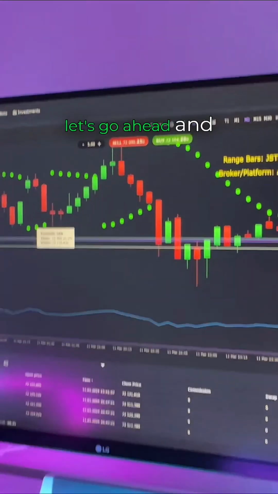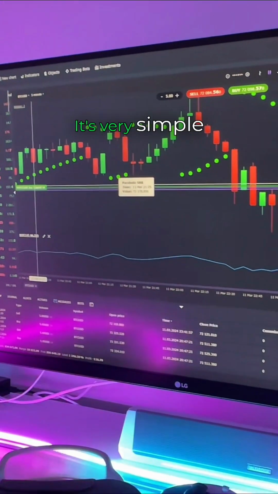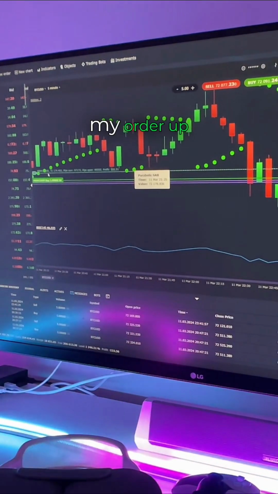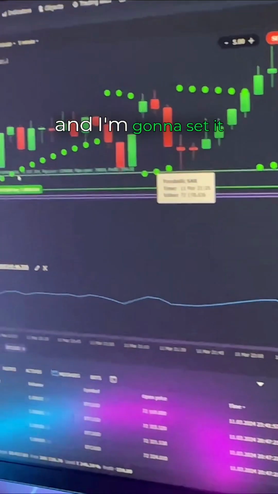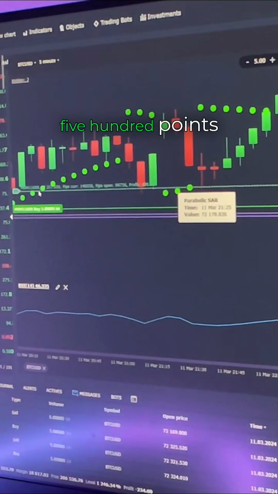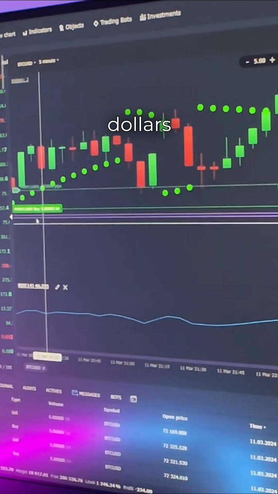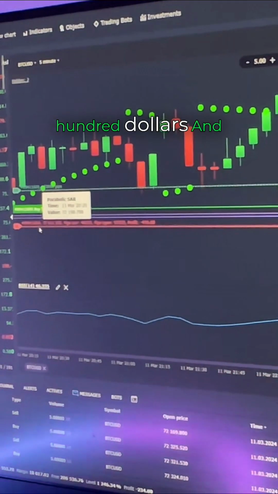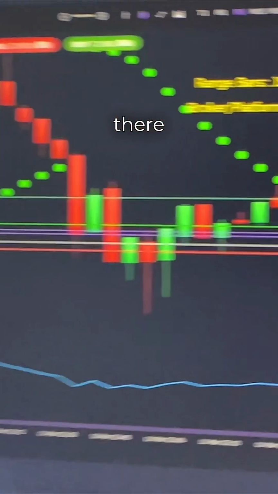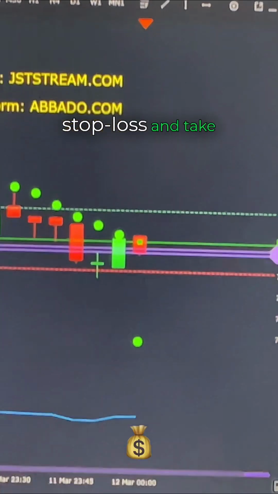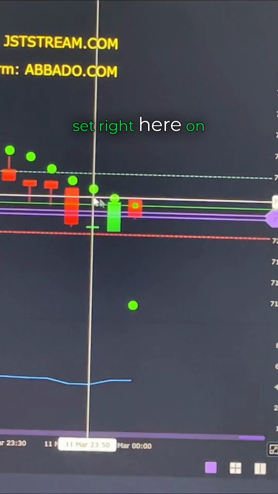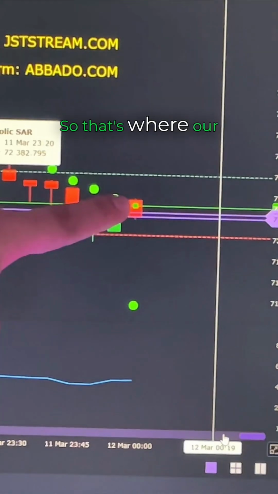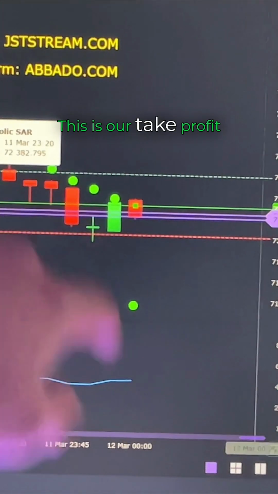Now let's go ahead and set our stop loss and take profit over here. It's very simple. So on a bottom, you can see right here, what I'm going to do is I'm just going to drag my order up, and I'm going to set it to $500, which is 100 points. And I'm going to drag my stop loss down to $500, and that is 100 points there. All right, so there we go. Now we have my stop loss and take profit set right here on this trade. So that's where our entry was. This is our stop loss. This is our take profit.